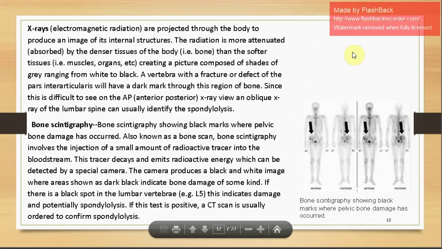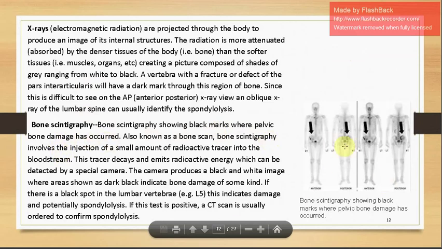X-rays are also very important and easily accessible for the patients. The radiation is more attenuated, absorbed by the denser tissues of the body, that is bone, than the softer tissues, for example muscles, organs, etc., creating a picture composed of shades of gray ranging from white to black. A vertebra with a fracture or defect of the pars will have a dark mark through the region of the bone. Since it is difficult to see on an AP X-ray view, an oblique X-ray of the lumbar spine can easily identify the spondylolysis.